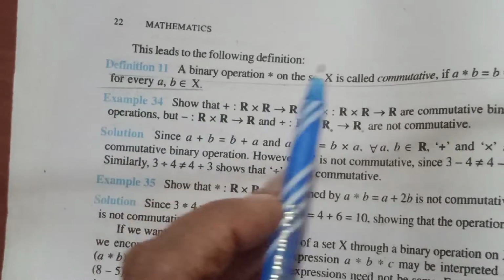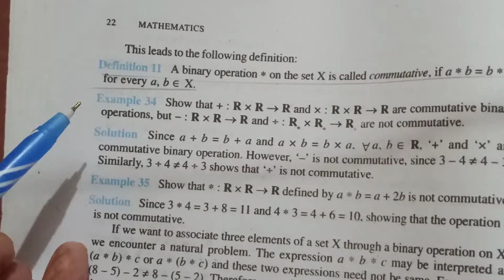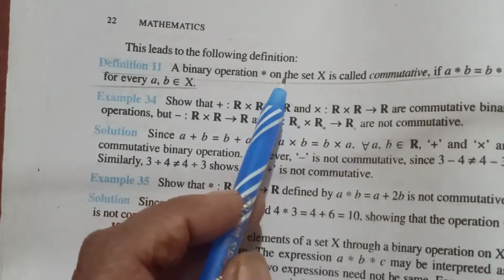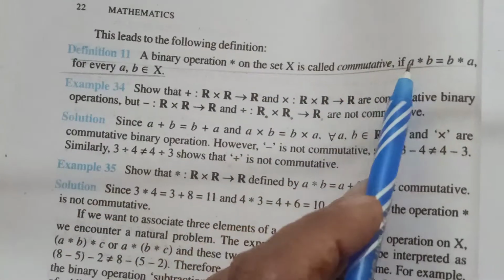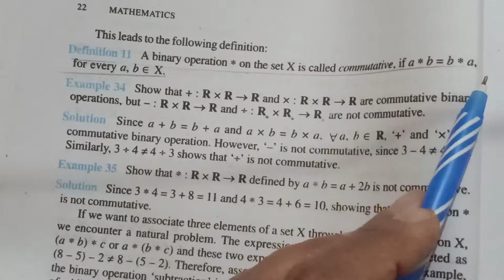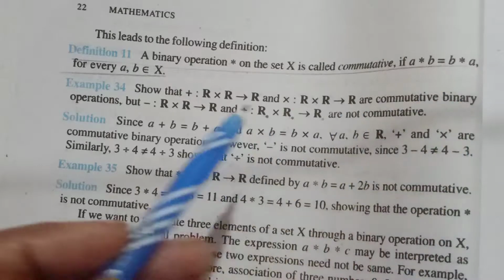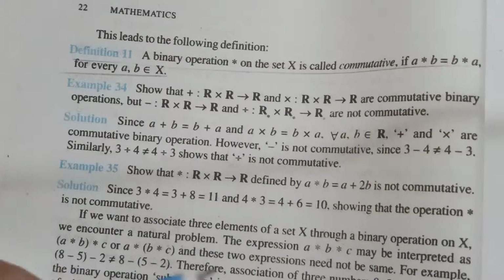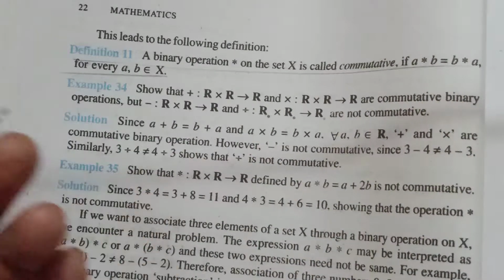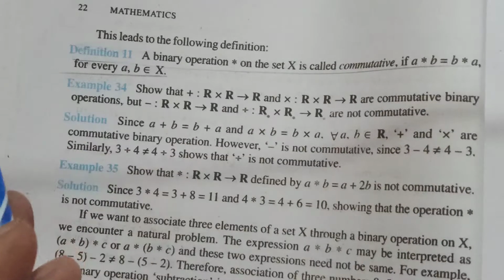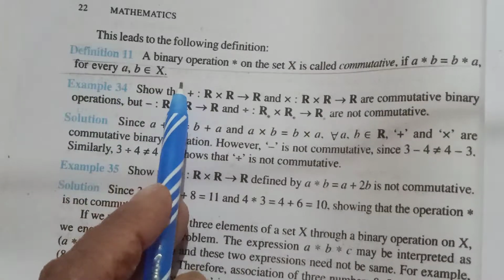Then next, just for the time being, I want you to go through the definition. Next is commutative. You're familiar with that word. A binary operation on set X is said to be commutative if A star B is the same as B star A, for every A and B belonging to X. You know what commutative means. You have studied the commutative law in simple addition and multiplication. So the same thing it is out here.